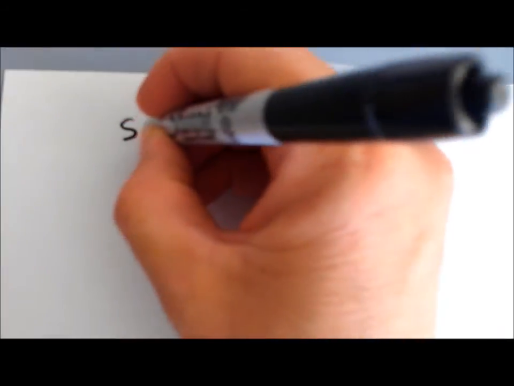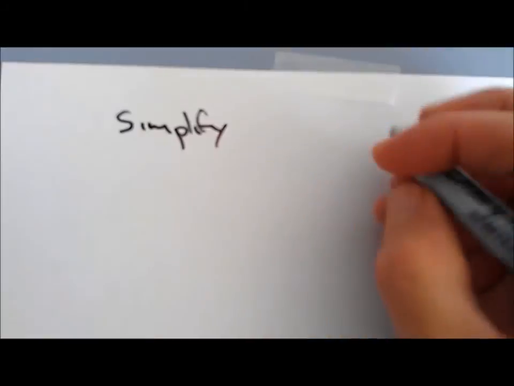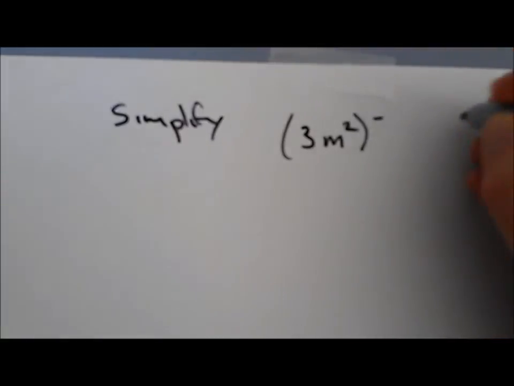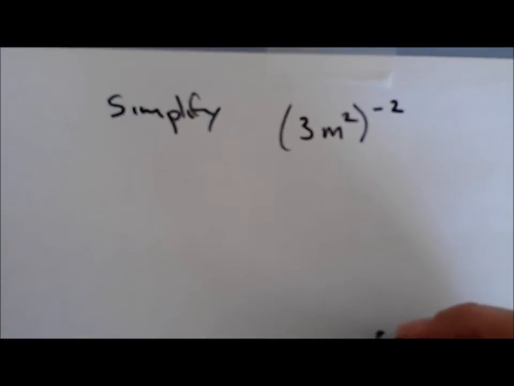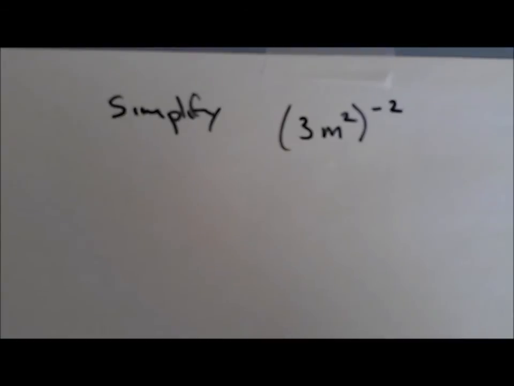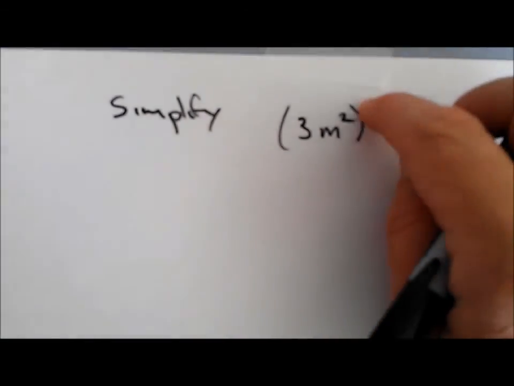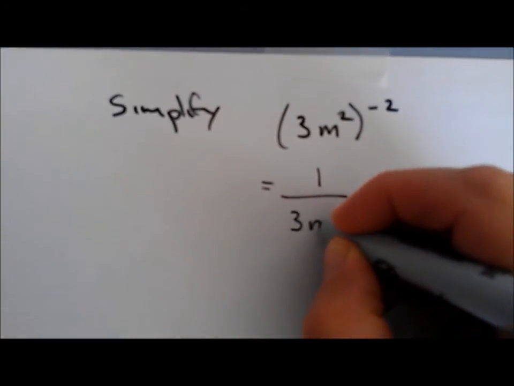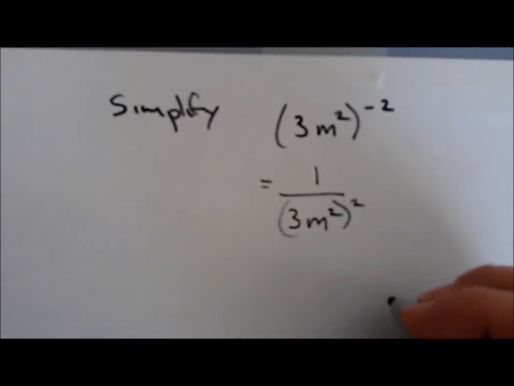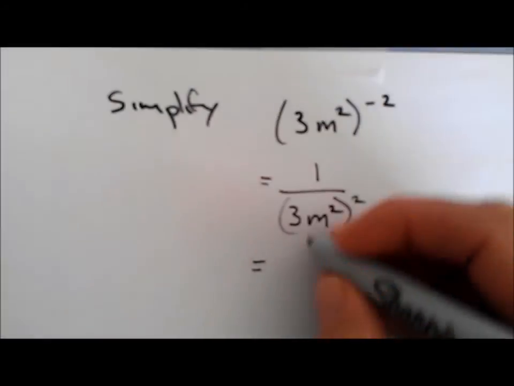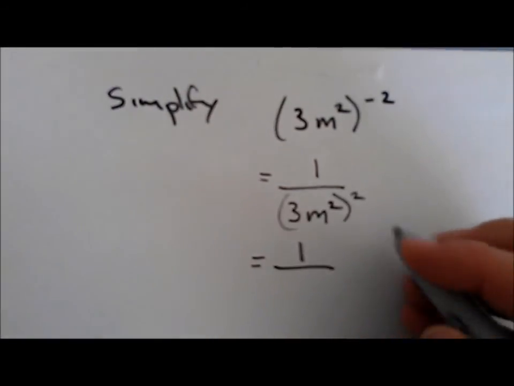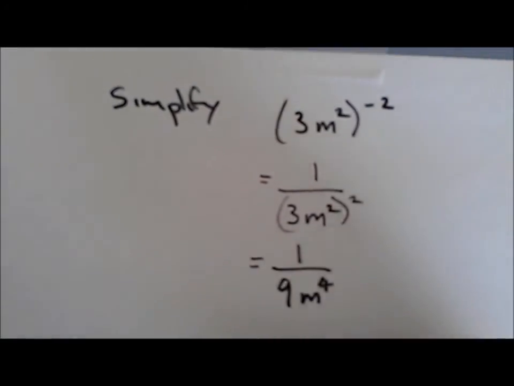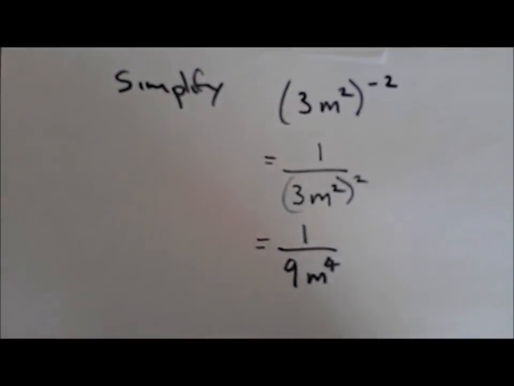Just a few more examples. So if you're asked to simplify something like, in brackets, 3m squared all to the negative 2, then what that would mean is I would want to change floors. So I'd press the button here, I would change floors, I'd make it 1 over 3m squared, all to the 2. And then I can just keep it as 1 over the fraction and go 3 squared is 9, m squared, I multiply those together to get m to the 4.